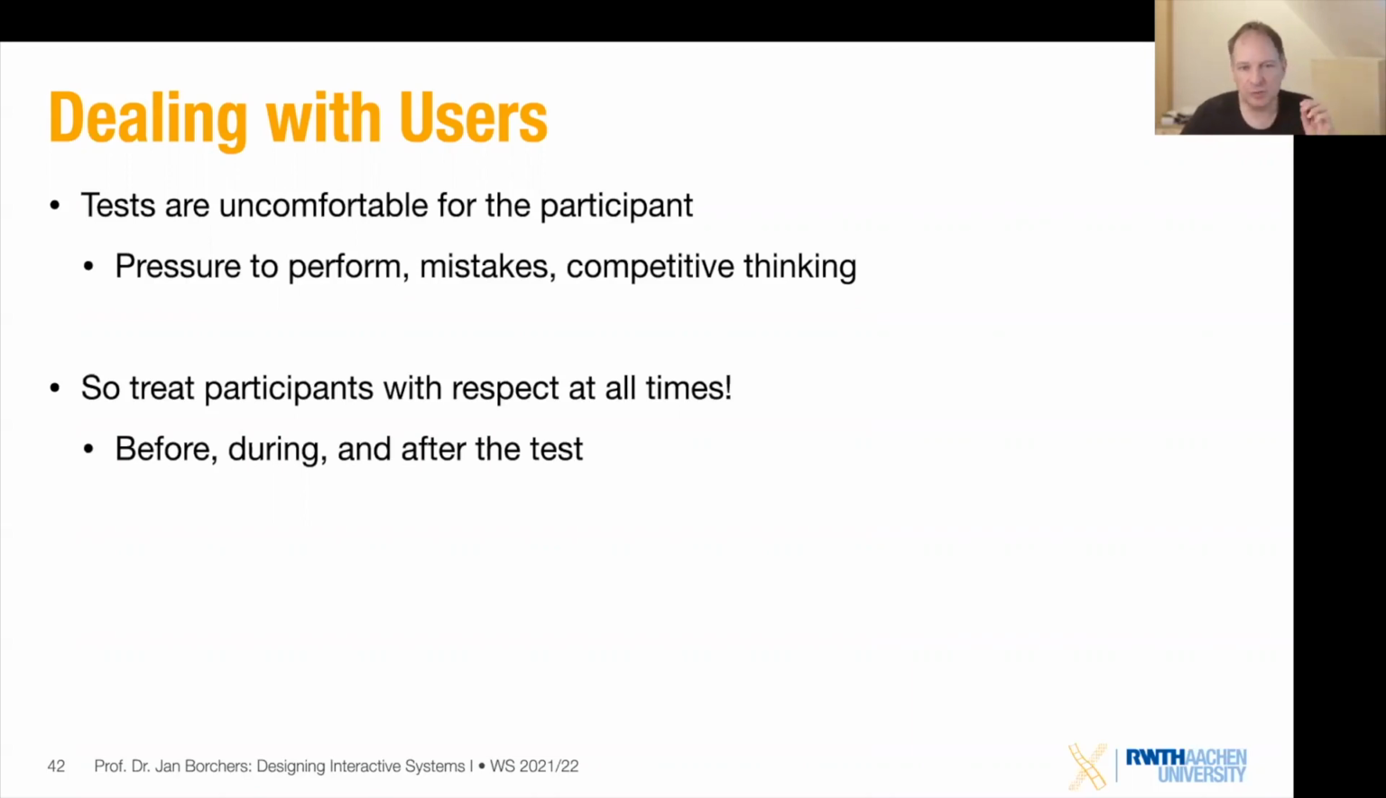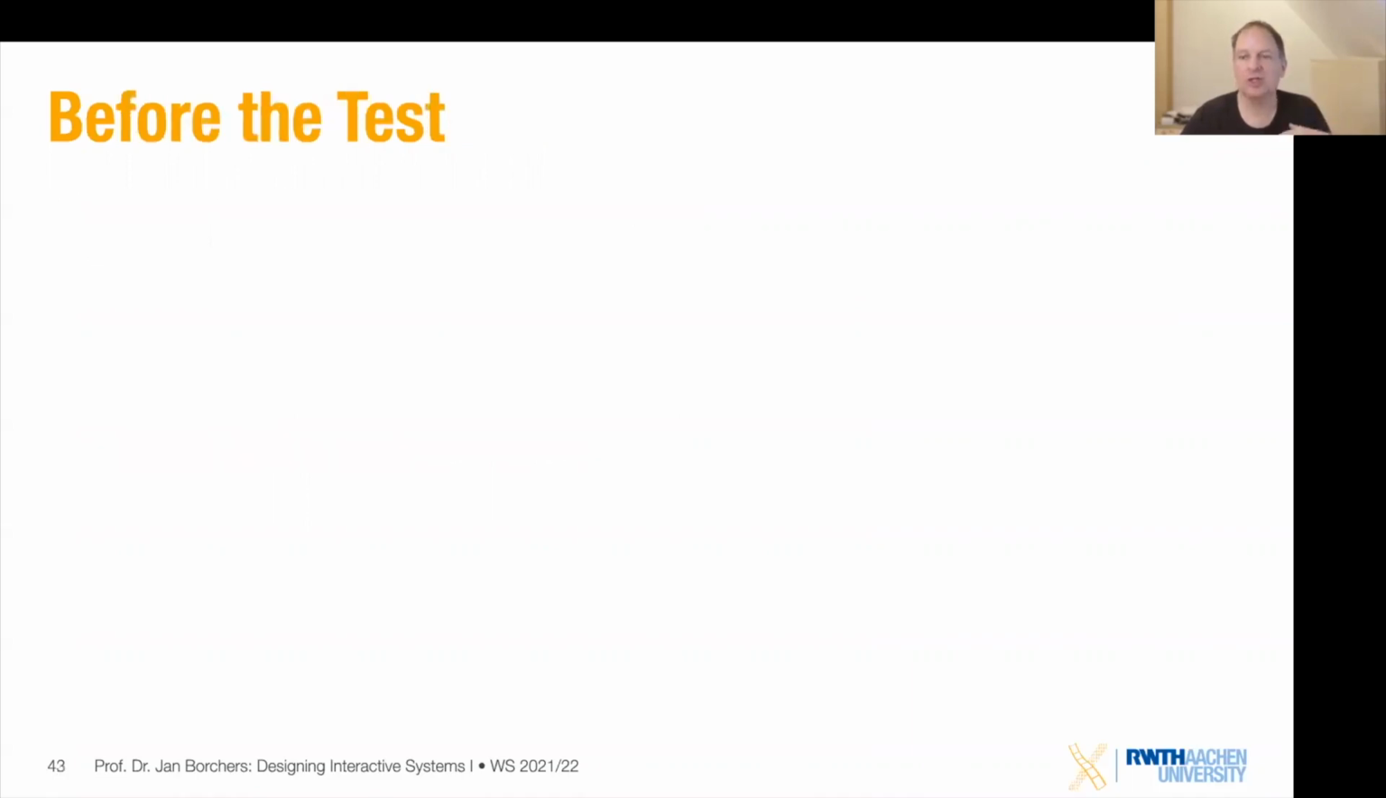So the key thing to communicate before, during, and after the test is that you're not testing them, you're testing the system. And they are helping you to find problems, right? They are testers. They are not subjects. They are not participants. They are not being tested. They are testers themselves to unveil problems with the software.